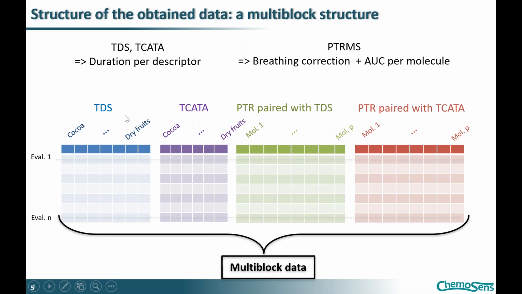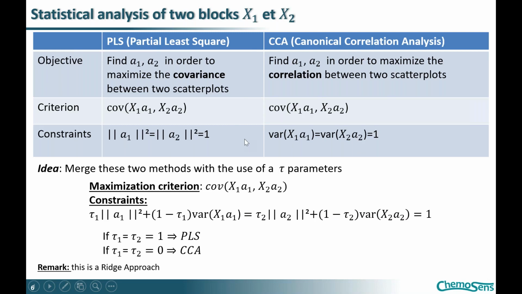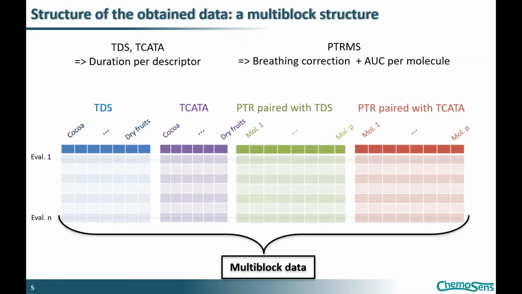So here, for example, I have this kind of data. I have 4 blocks of data. The first one is TDS. I have one evaluation for one subject and one session, with each column corresponding to a sensory attribute, a sensory descriptor. Same with T-kata, and for PTR with TDS, in columns it is intensities of molecules. So here we obtain some multi-block data. And now we have to deal with that and with the fact that maybe we will have a lot of molecules here and not so many sensory attributes in the sensory blocks. So how to do that?